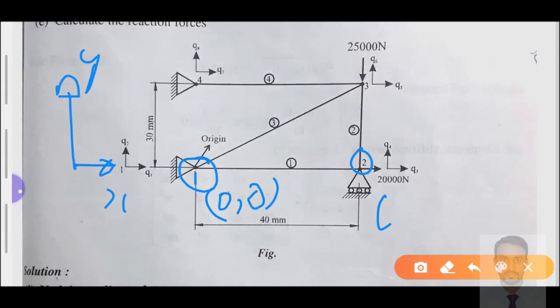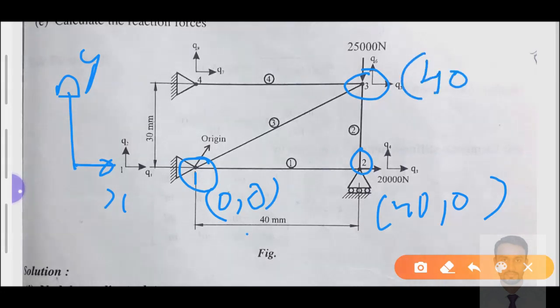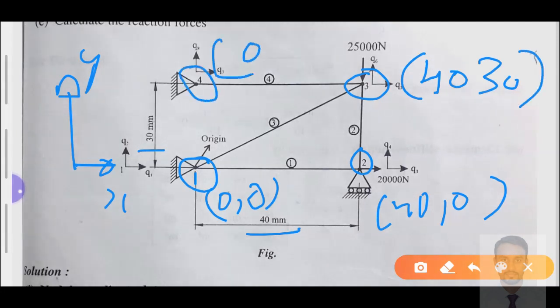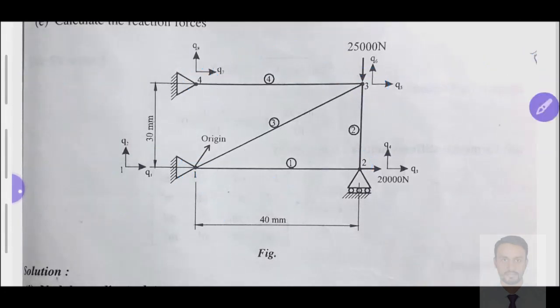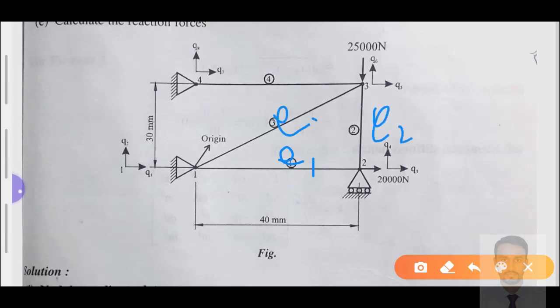Its coordinates are 40, 0. And then node number 3 I will say is this one. That coordinate data we have: x is 40 and y value is 30 mm. Then node number 4 we have here at 0, 30 mm. Right? So we have given the node numbers. And then this is element number 1, element number 2, element number 3 and element number 4.